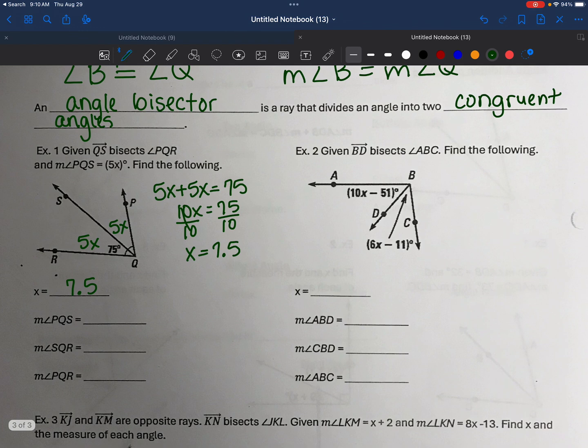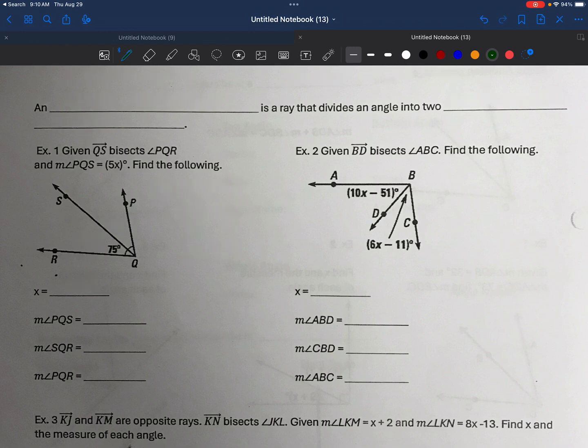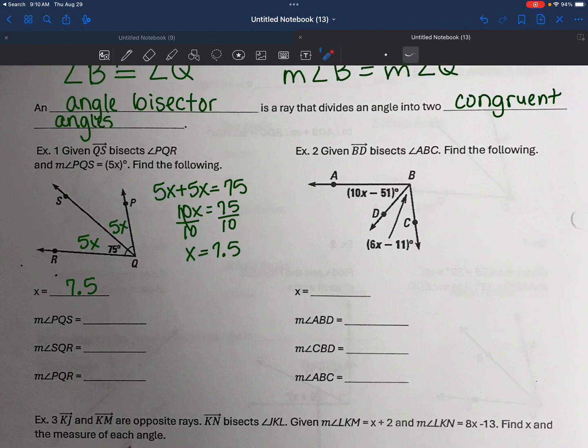Okay. All right, good. So who can tell me then what my measure of angle PQS would be? 37.5 degrees. No, that would be not the whole measure. We would plug it in. 37.5. Okay, how would I get that, Austin? 5 times 7.5 plus 5. Yes. Okay, because you have to plug that back in.